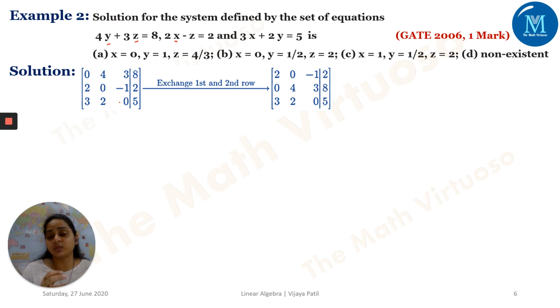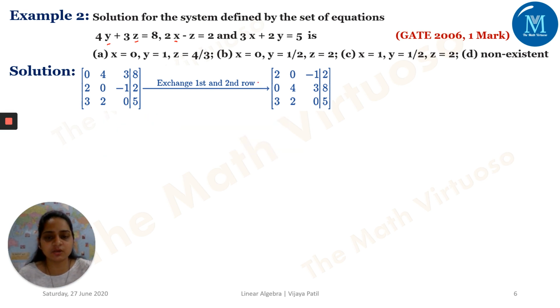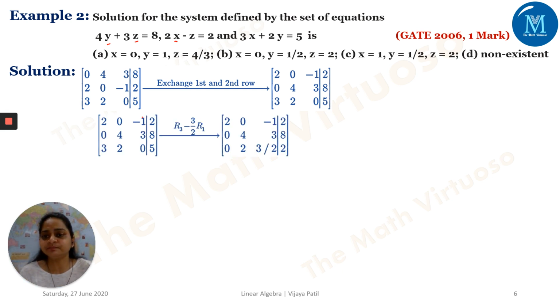We are putting the equations in the form Ax equals b. We have written here the augmented matrix. But as we have to find the upper triangular or lower triangular matrix, I should not have this 0 over here. That's the reason we are just exchanging the first and the second row. So this first and second row just got exchanged here.